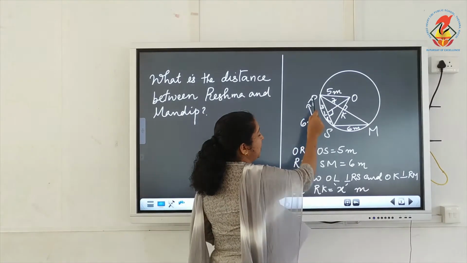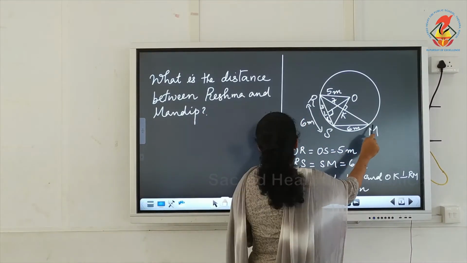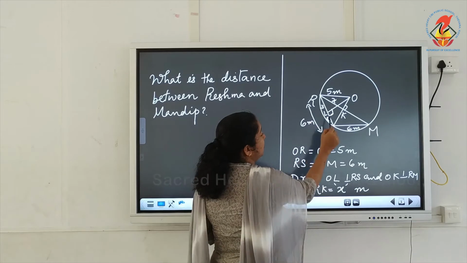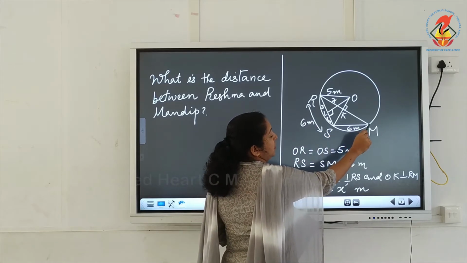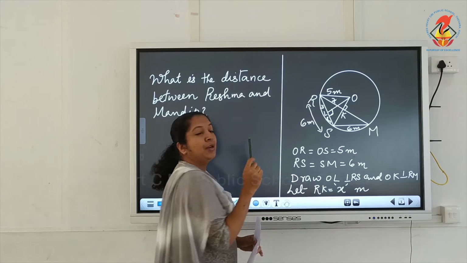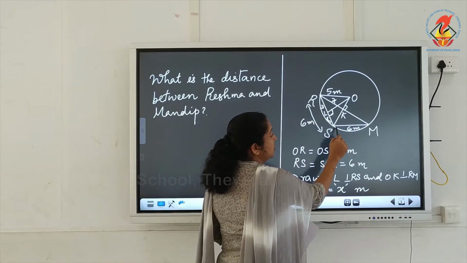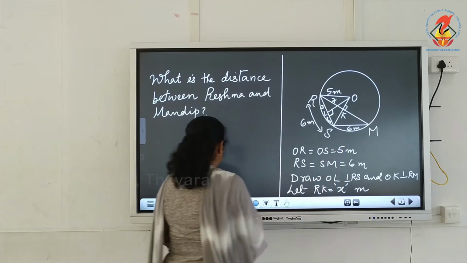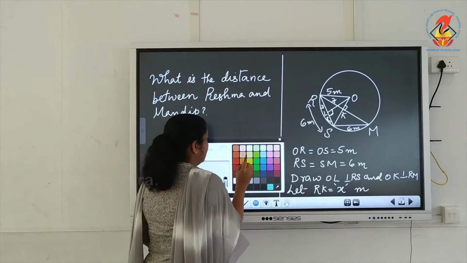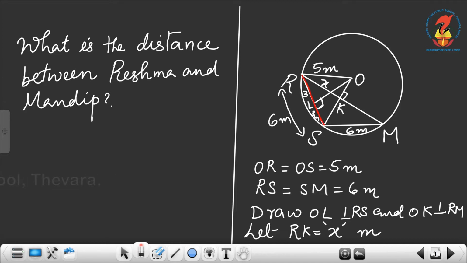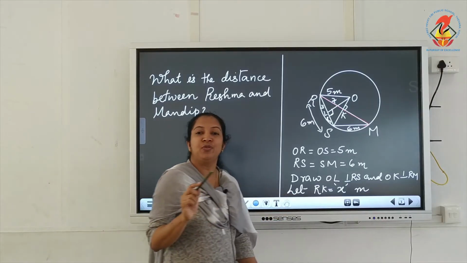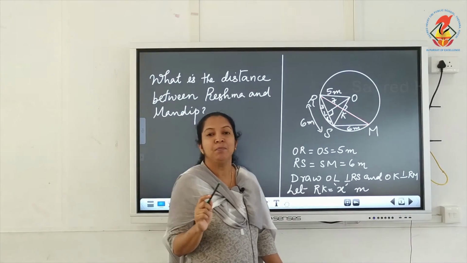This is the position of Reshma, this is Salma and this is Mandeep. And Reshma to Salma, Salma to Mandeep and Mandeep to Reshma. What is given is the distance between R and S is 6 meter, S and M is also 6 meter. What you have to find is the distance between Reshma and Mandeep.